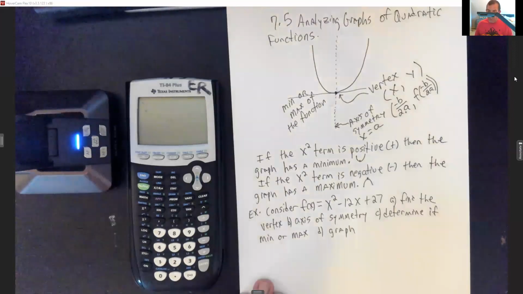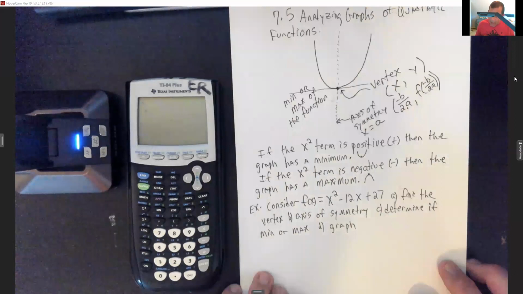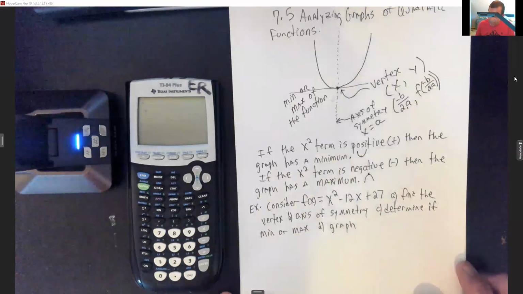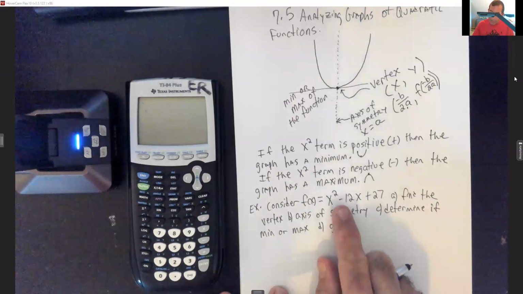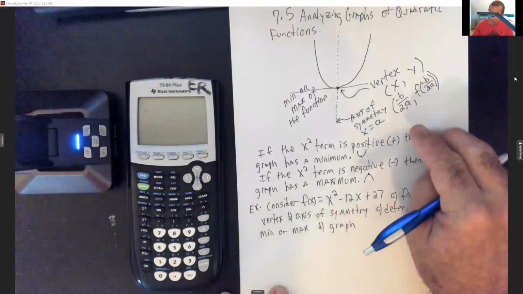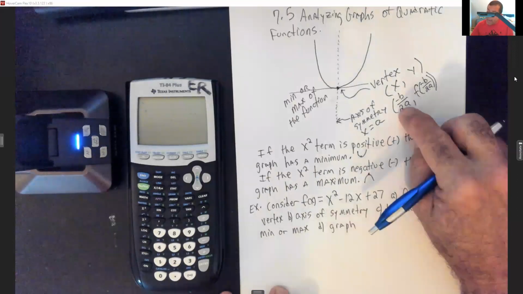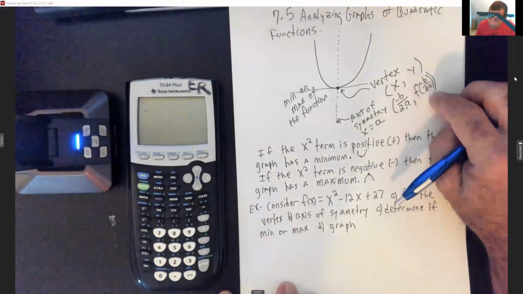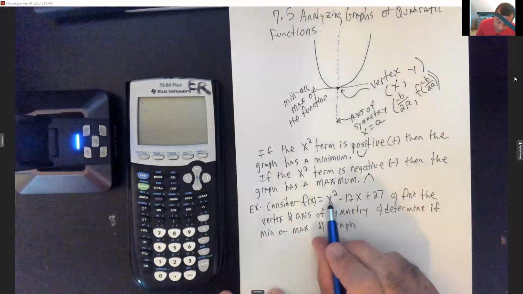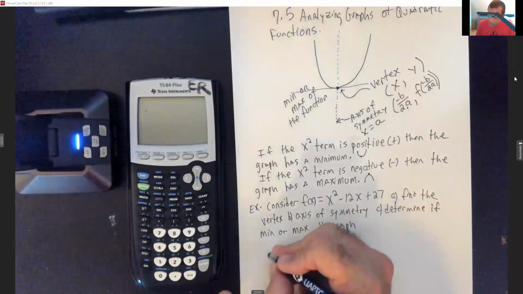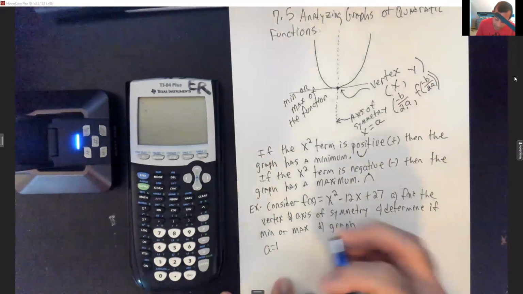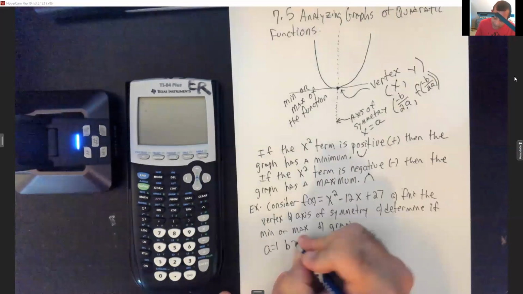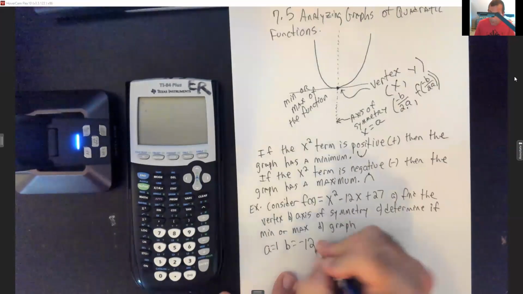So, looks like the main thing we've got to do is get that vertex point, because after I get the vertex point, I'll have the line of symmetry, which is equal to the X, and I'll have the min or max, which will be equal to the Y value. So on this one, A would be 1, B would be negative 12, and C equals 27.